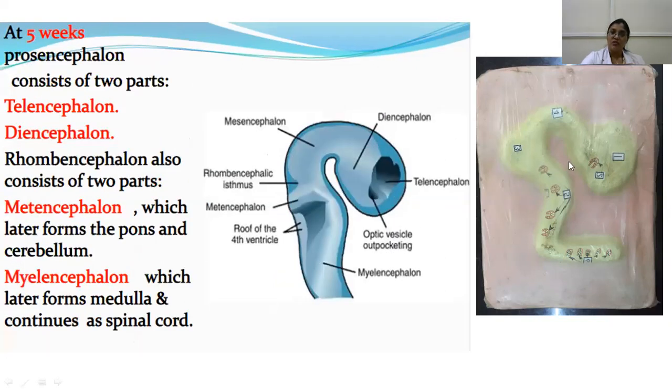Again the same here. So the prosencephalon gives rise to your telencephalon and diencephalon. Mesencephalon remains like that. And then the rhombencephalon gives rise to metencephalon and myelencephalon. So from the rhombencephalon, you get the cerebellum and the pons from the metencephalon. And myelencephalon gives rise to the, sorry, medulla oblongata.